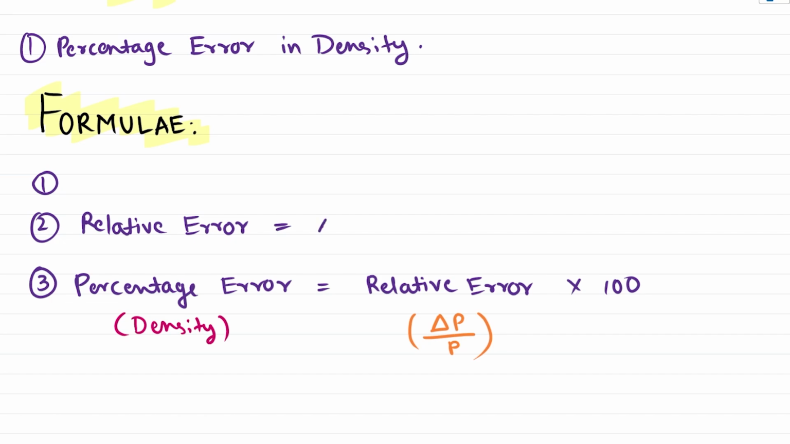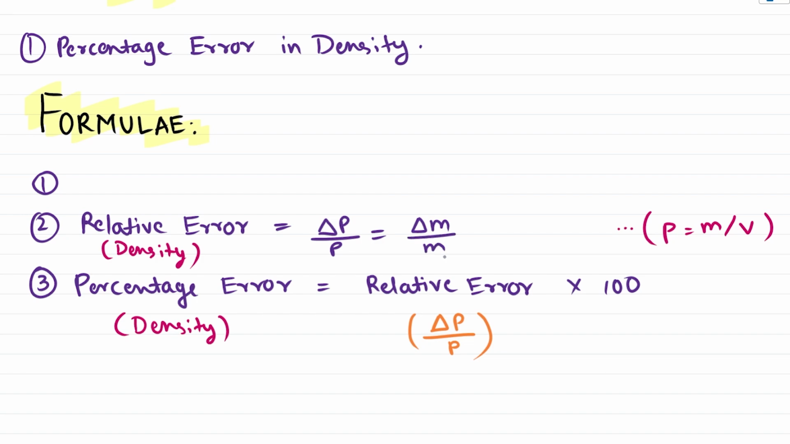Relative error in density is defined as delta rho upon rho, and it comes from the formula of density. The density formula is rho is equal to mass divided by volume. This is a very common formula. From this formula, if we have to find the relative error in density, let me just mention density over here so that we don't confuse it, the relative error in density is the addition of the relative error in mass, represented as delta m upon m, where delta m is the absolute error in mass and m is the mean value of mass, plus the relative error in volume.